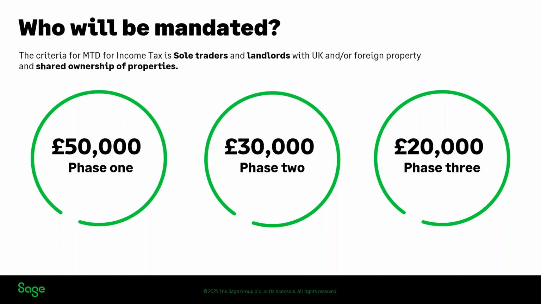So phase one is based off those earning over £50,000 a year. Phase two is income over £30,000 a year, and phase three is over £20,000 a year. So you might be wondering, well, when is this all going to be happening?